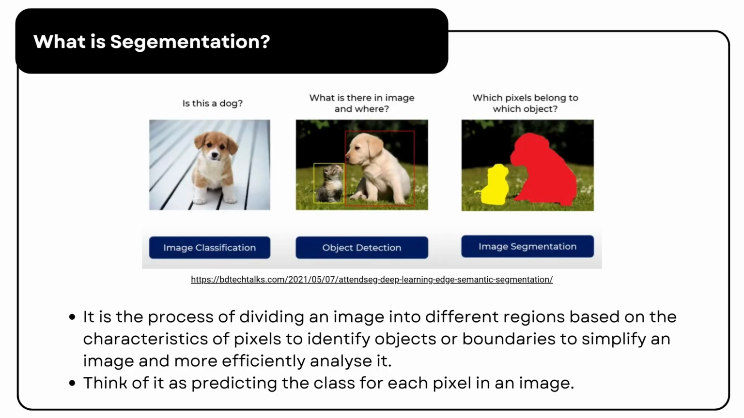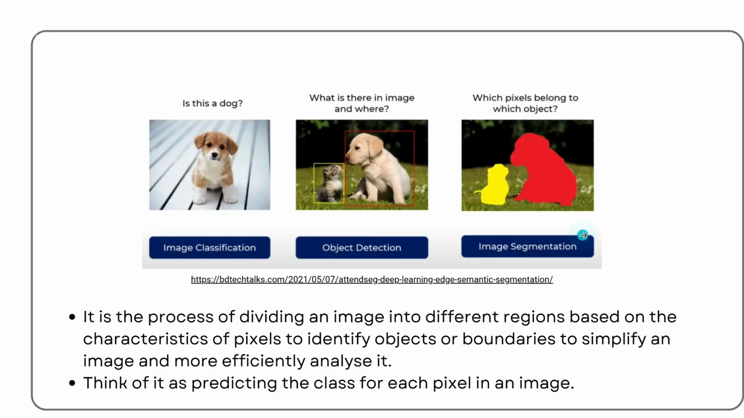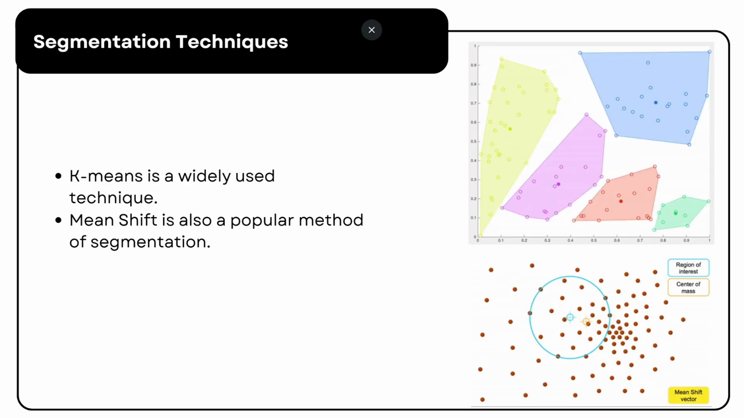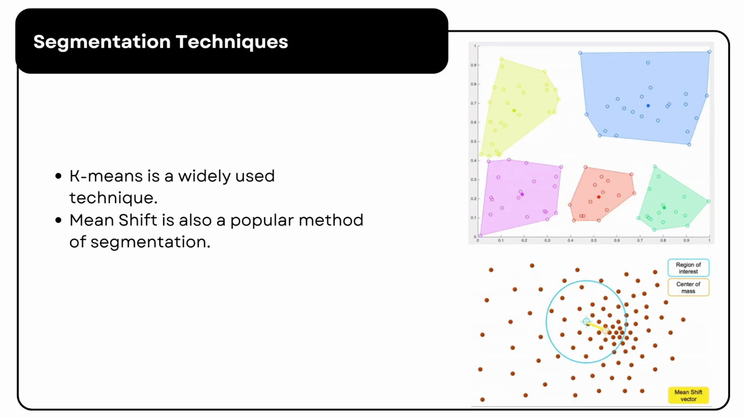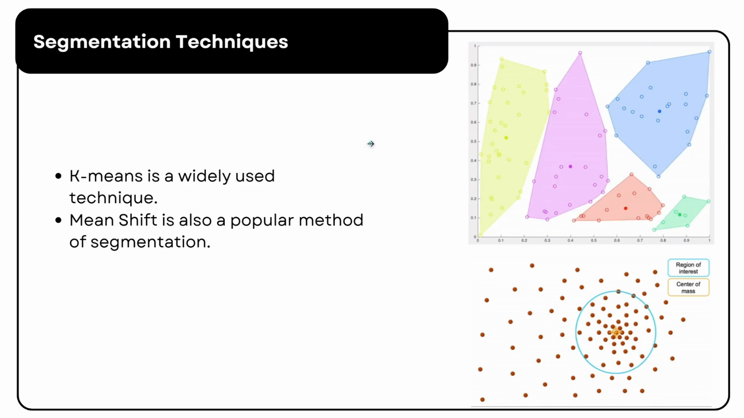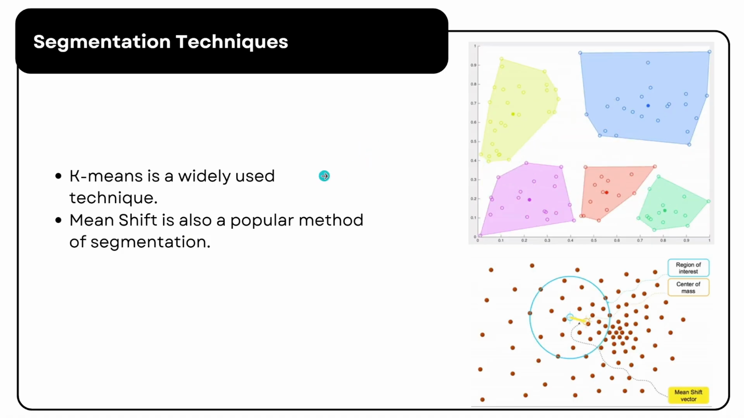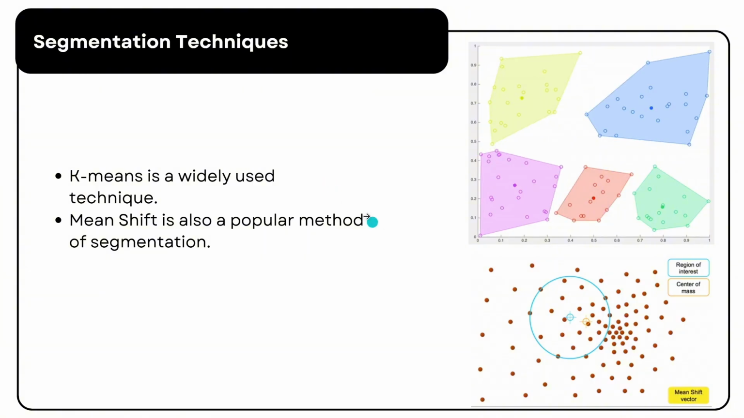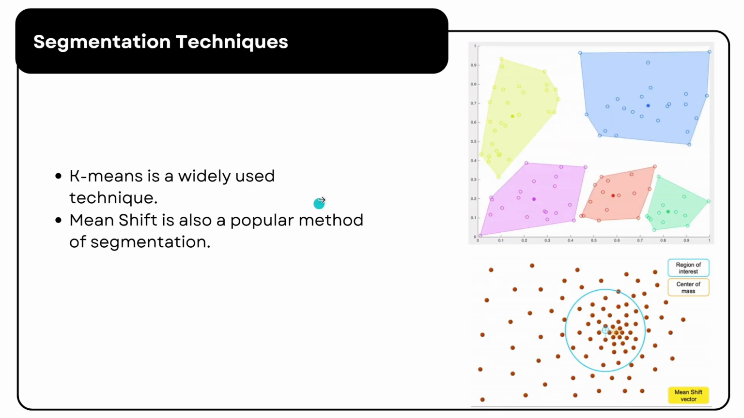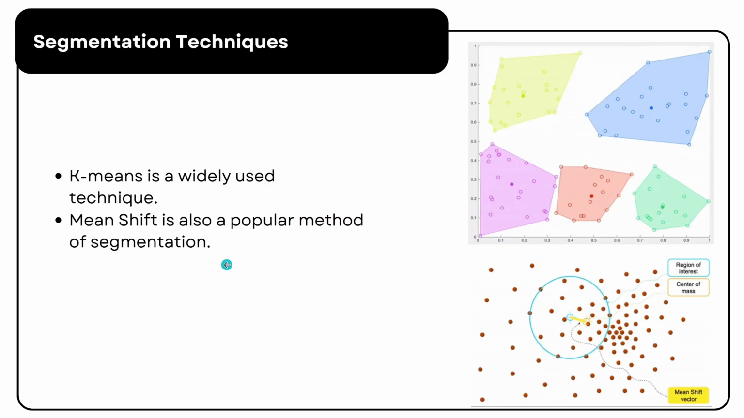Okay, so next, now that we understand what segmentation is, let's talk about how segmentation can be done. There are many techniques out there, but here we will highlight two widely used unsupervised methods: k-means and mean shift.